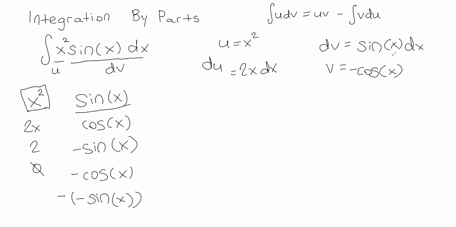All right, so we've already done most of the heavy lifting. We have strategically picked our u and our dv. We have found those additional values that we didn't have right away. We didn't have v and we didn't have du. We found both of those with relative ease.